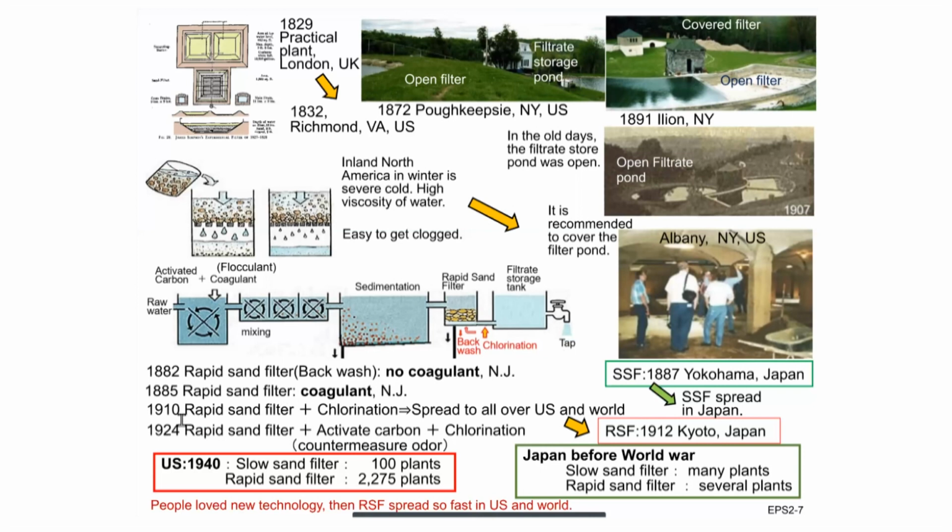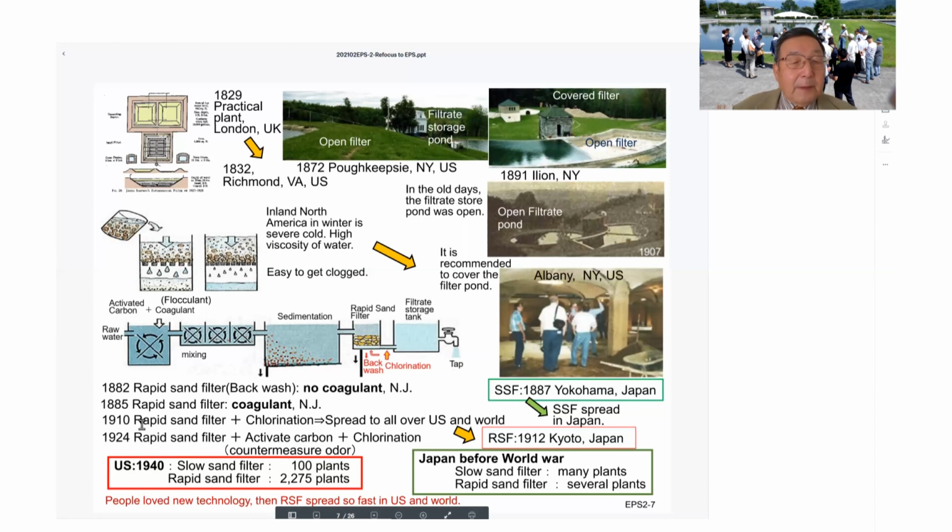Rapid sand, and then rapid sand and chlorination. Some bacteria leak through, therefore it is chlorinated. So it becomes safer water, germ-free water, by the chlorination. Therefore, this new technique spread all over the United States and the world. In 1910, rapid sand chlorination in the United States and all over the world.